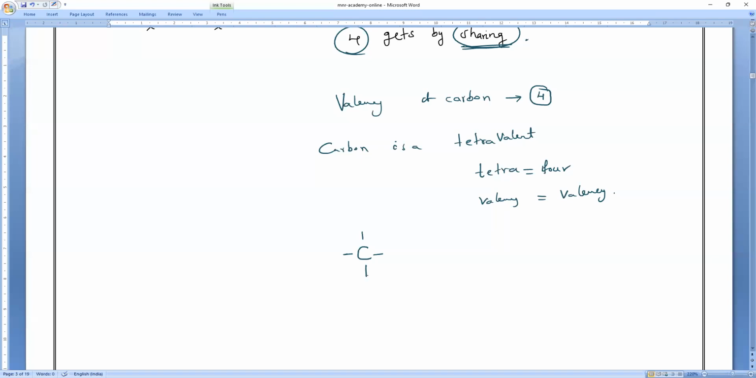What is the representation of carbon? This is the symbol of carbon. Putting just 4 short lines on the symbol of carbon is the representation of tetravalent. Anybody having any doubt, you can ask me. Are you clear, everybody?